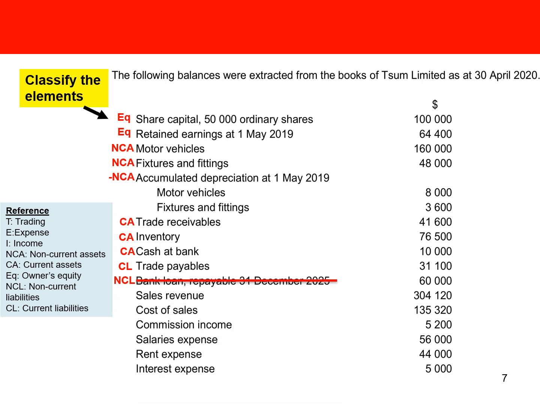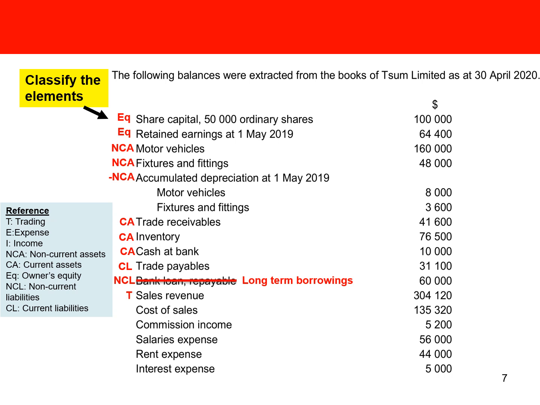And I will need you to reclassify or rename the bank loan, because we have terms that we use in preparing our financial position. So I need you to rename it and call it long-term borrowings. Whenever you see a bank loan in a question where they need you to prepare a financial statement, you need to change the name to long-term borrowings.